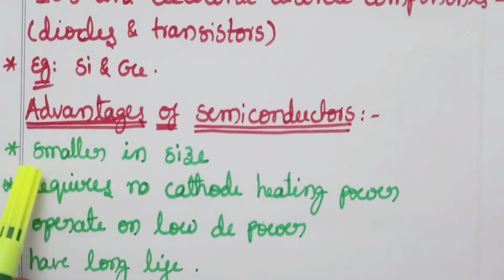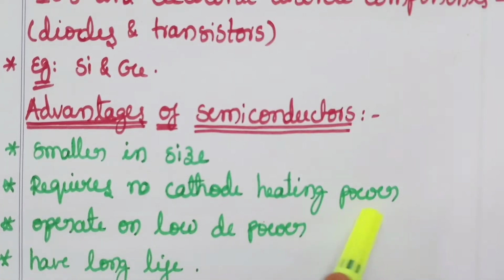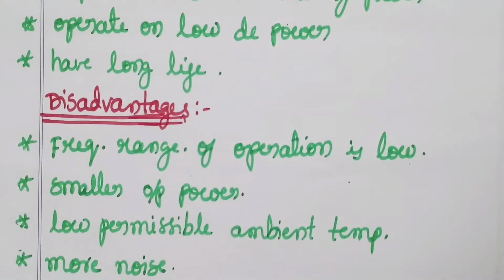They are very small in size, which is very compact, meaning they require very little space in fabrication, and they require no cathode heating power or warm up time compared to vacuum tubes. They operate on low DC power. This is a very good advantage of semiconductors, and they have a long life. That means the lifetime of semiconductors is very long. So let us discuss the disadvantages now.